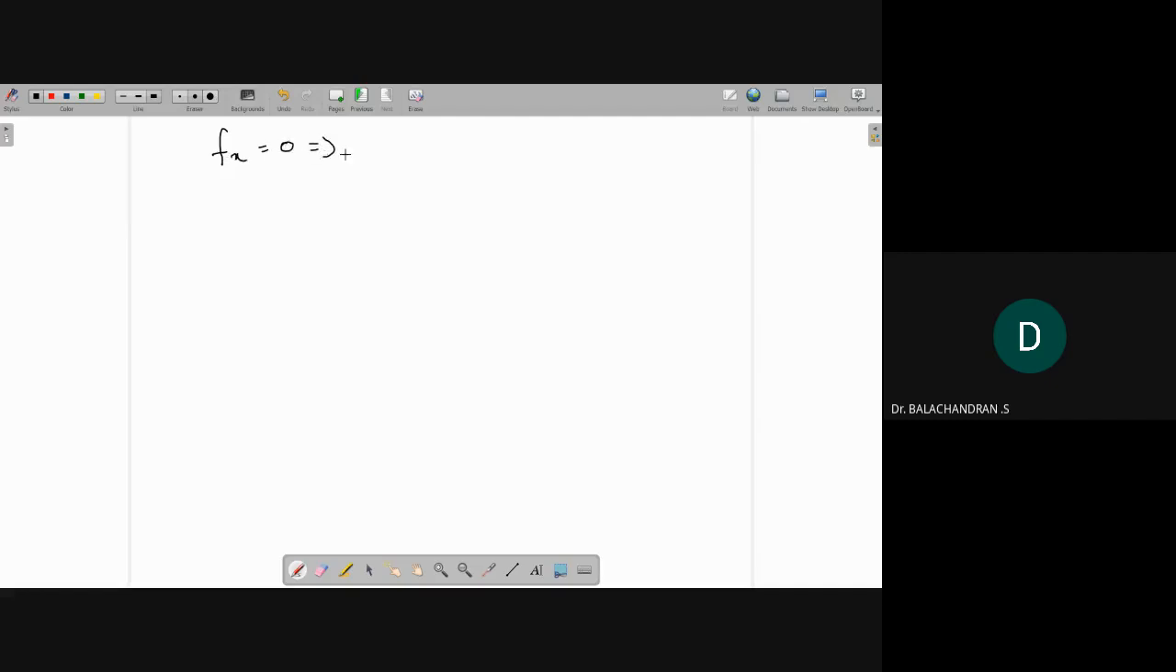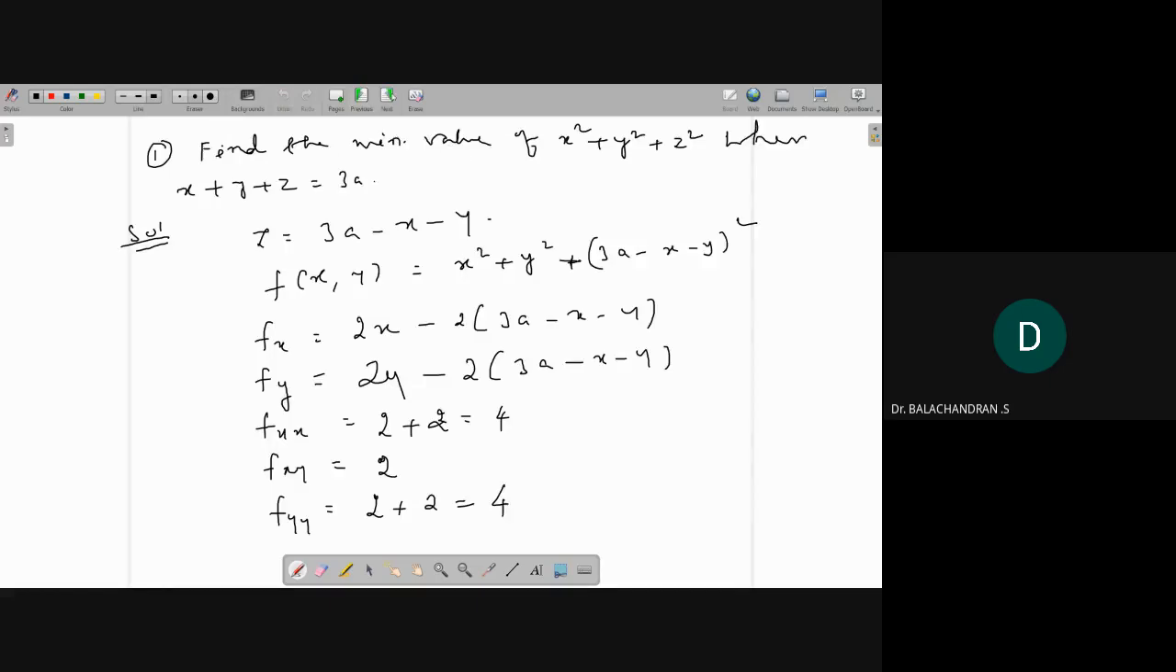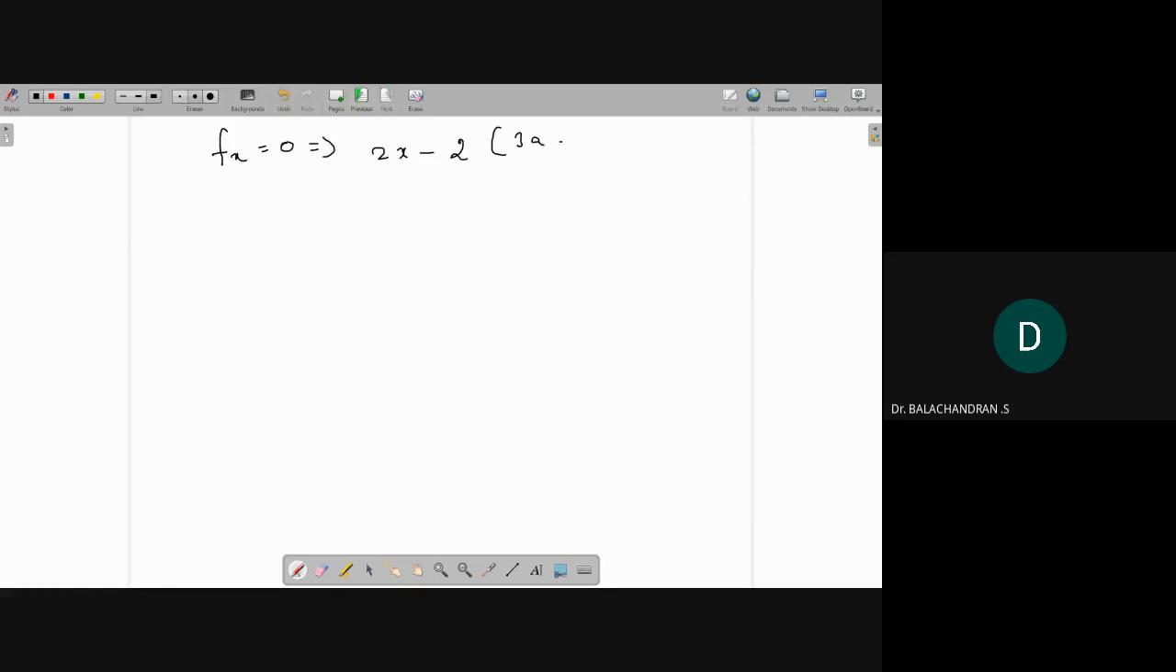Fx is equal to 0 implies 2x minus 2 into (3a minus x minus y) equal to 0. Throughout divide by 2. So x is equal to 3a minus x minus y, or 2x plus y equal to 3a. This is equation 1.